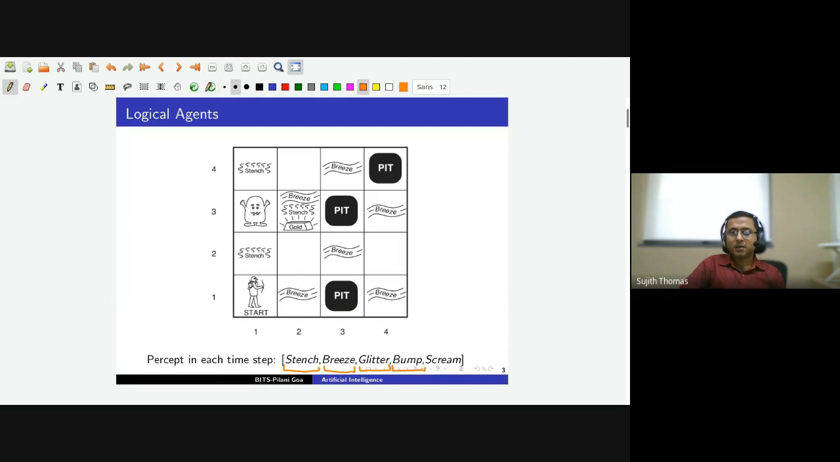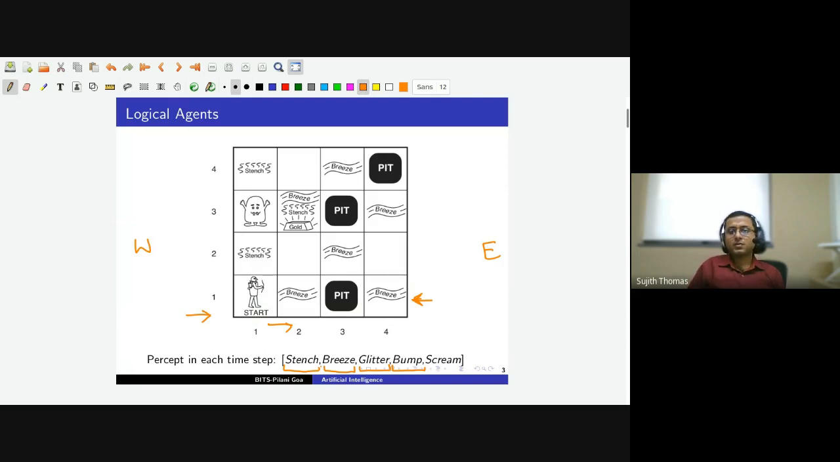The next thing is bump. If the agent keeps moving towards the right, it will ultimately hit this wall. Once the agent hits a wall, it will be able to perceive a bump, in which case it has to change its direction and keep moving forward. In this example, we also have an orientation for the agent. Initially we will assume that the agent is facing eastwards. So the right hand side is east, and this is west. The agent is initially facing east, and when it moves forward, it reaches the room 2,1.